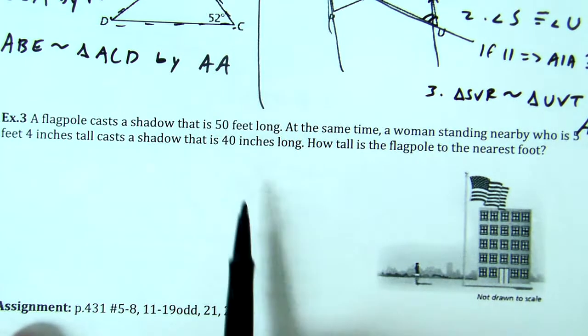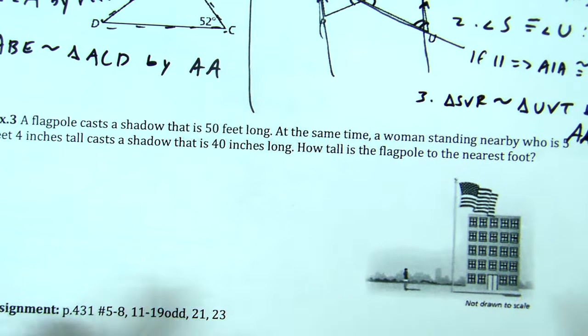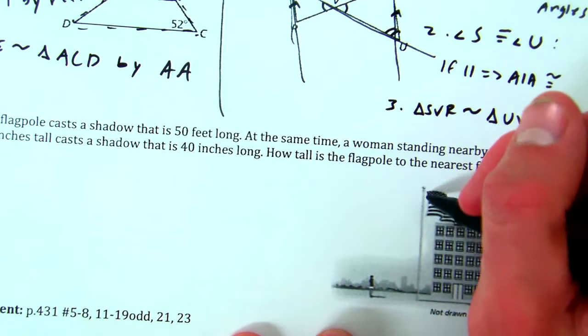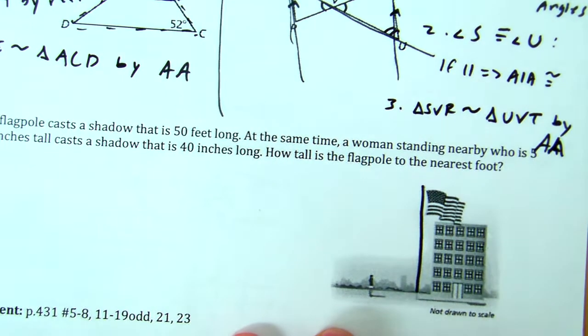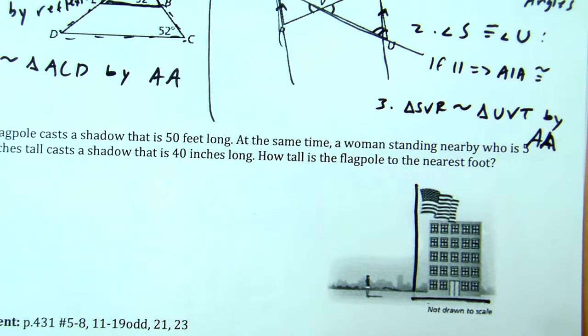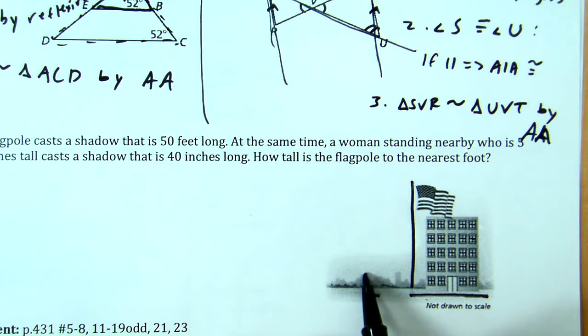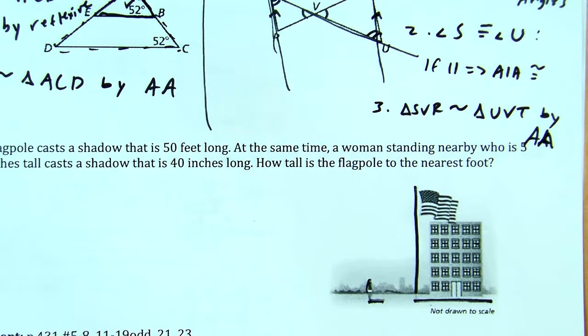So, a flagpole casts a shadow. I love this question, by the way. A flagpole casts a shadow that is 50 feet long. So here's a flagpole. It's casting a shadow that's 50 feet long. At the same time, a woman is standing nearby who is 5 feet 4 inches tall, and she casts a shadow that's 40 inches long. How tall is the flagpole to the nearest foot?